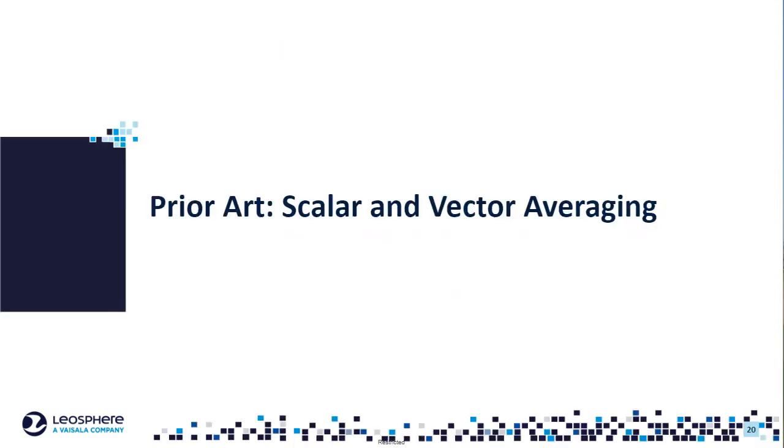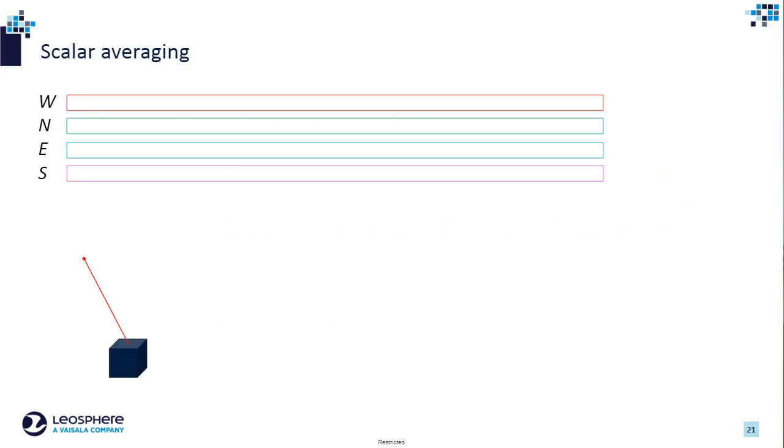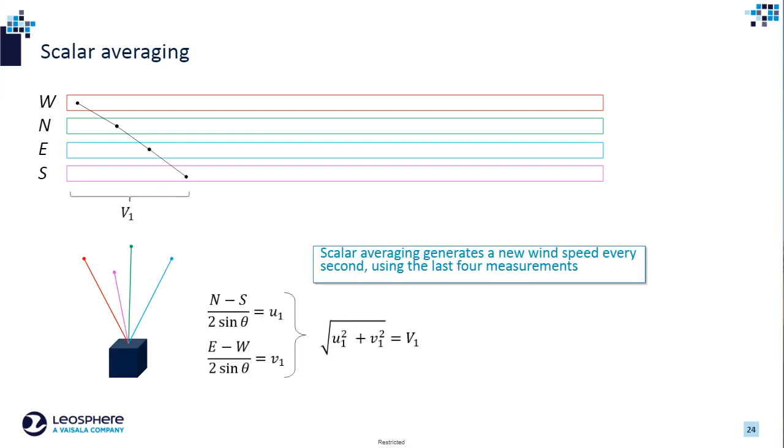So first, let's go over the prior art, starting with scalar averaging. So here we have our lidar beam, and on the top we will have our radial wind speed measurements. So first we send our beam out in all four cardinal directions. And once we have four direction measurements, we combine them, north, south, east, and west, like this, to generate a horizontal wind speed. Scalar averaging generates a new wind speed every second using the last four measurements.